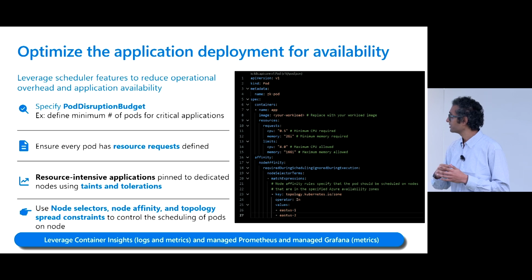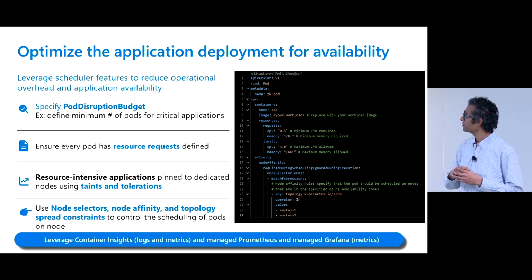So here is an example. You can set up a PDB. Once the PDB is there, Kubernetes and AKS always honor the PDBs when it comes to evicting workloads and making sure that your critical pods are available.